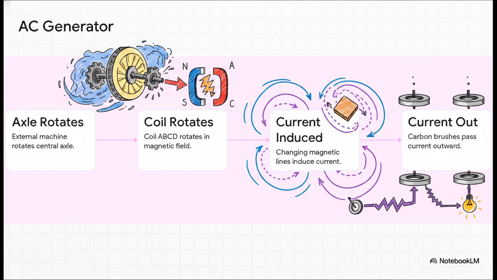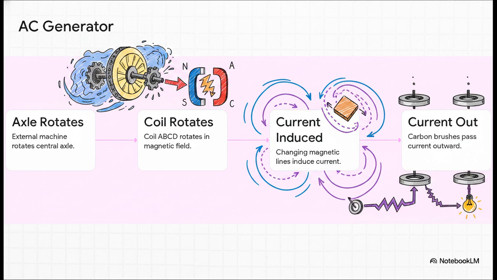Now, let's trace the mechanics step by step. First, some external machine, maybe a massive turbine driven by a dam's flowing water or pressurized steam, forcefully spins the central axle. Because that axle is turning, our copper coil starts rotating rapidly right inside that powerful magnetic field. And remember Faraday's law from earlier? Because the coil is physically rotating, it's constantly cutting and changing the magnetic lines passing through it. This continuous change induces an electric current in the branches of the coil. Finally, that fresh current travels down to the conducting rings, where those stationary carbon brushes pick it up and pass it out to the external circuit.